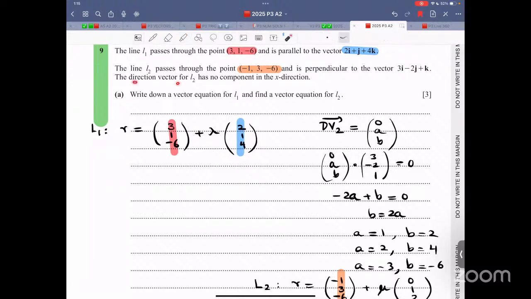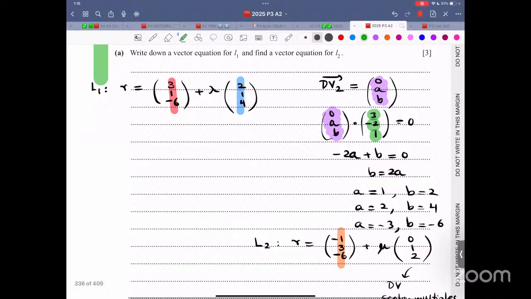Now, the direction vector for L2 has no component in the x direction. So now over here, this is 3, -2, 1. The direction vector has no component in x direction. This is 0, this is a, this is b. That means this direction vector, 0, a, and b, dot product with this thing over here, which is 3, -2, 1, should equal 0. Now there is one equation with two unknowns. How can I solve it? So -2a + b is equal to 0.